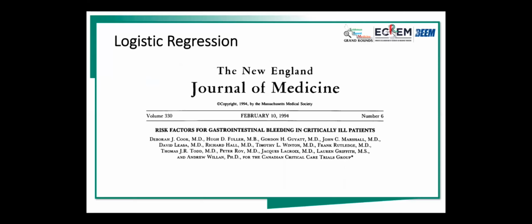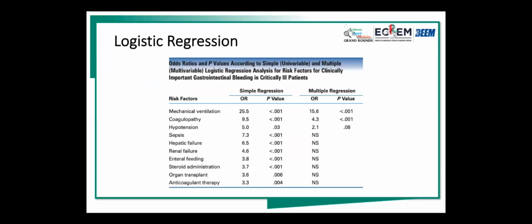Just to give you an idea, regression examines the strength of a relationship between one or more predictor variables and a target variable. So we're looking at gastrointestinal bleeding and seeing what factors are at play that can impact that outcome. For this specific study, if you look at the left-hand side of the table showing simple regression, that was univariable logistic regression. Again, you don't need to know how to do this.